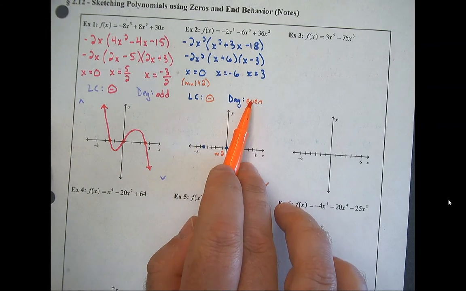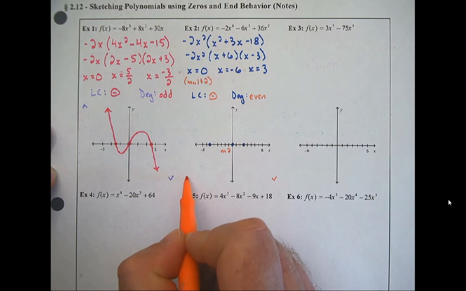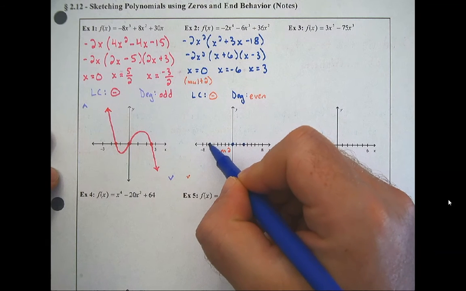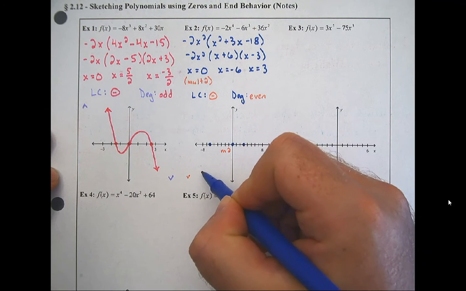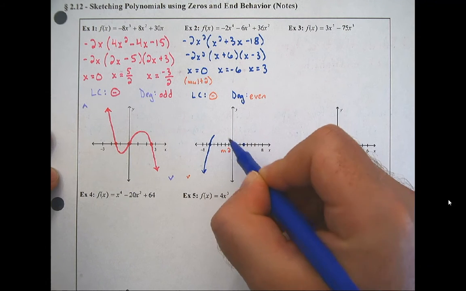Negatives to an even are positive, but then that positive gets multiplied by a negative, so that'll be negative. So both my branches need to point down. So this is a mult 1, a mult 2, and a mult 1. So I'm going to start down here like this arrowhead. Mult 1 busts through. Now I got to curve and come back to this.